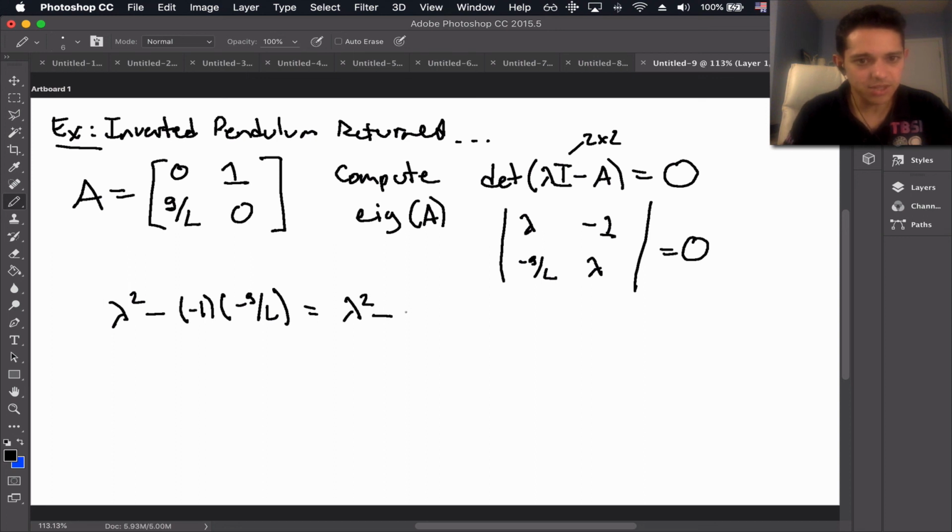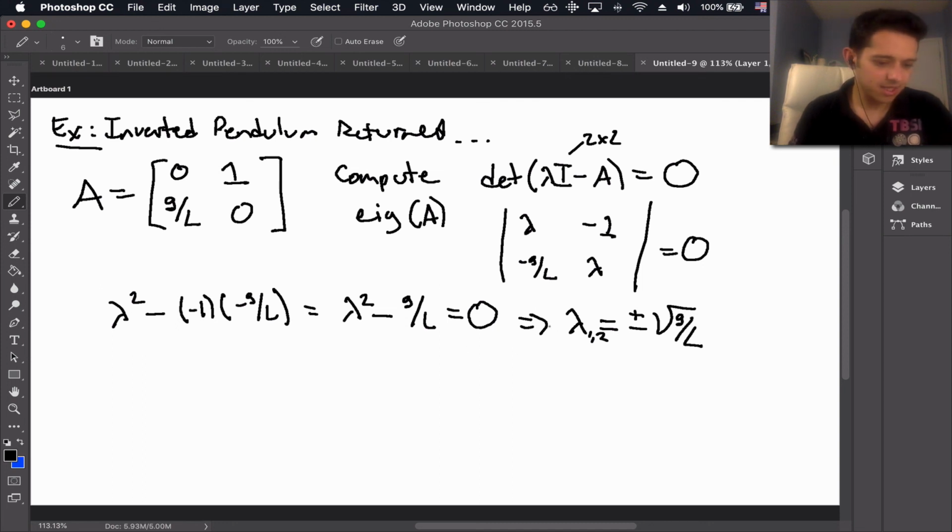And if I just clean this up a bit, what I get is lambda squared minus G over L equals 0. Now this is a difference of two squares. So it turns out that lambda is actually, well, I have two eigenvalues, lambda 1 and lambda 2, which are going to be plus or minus the square root of G over L.